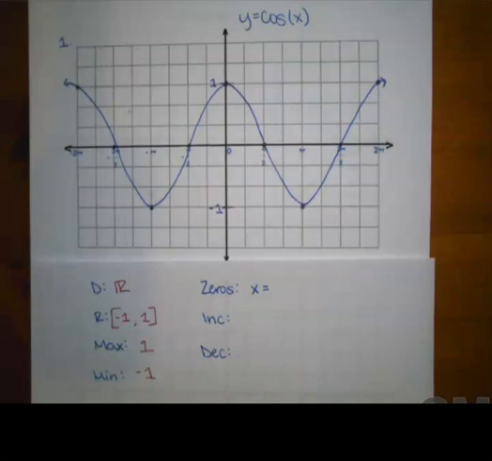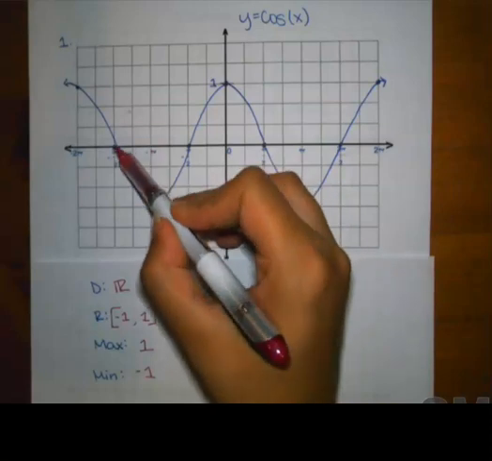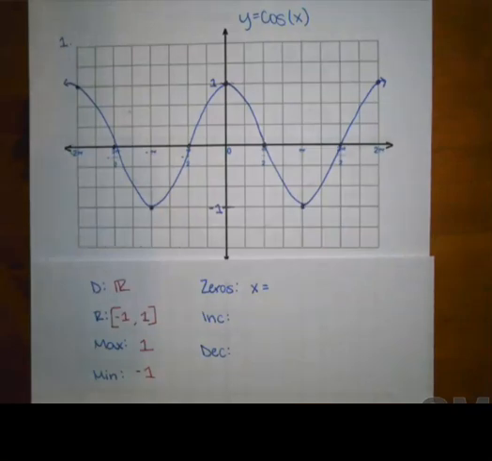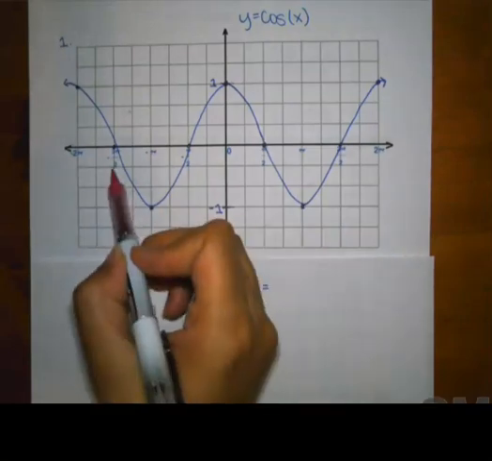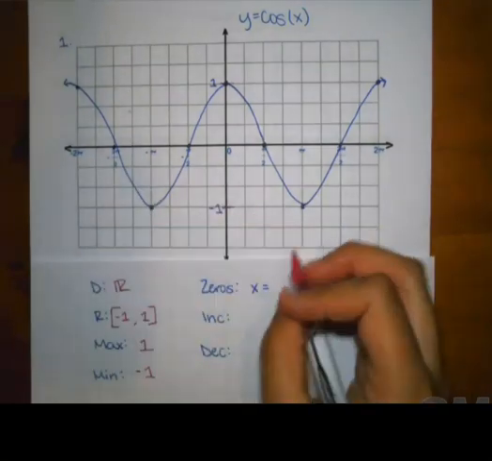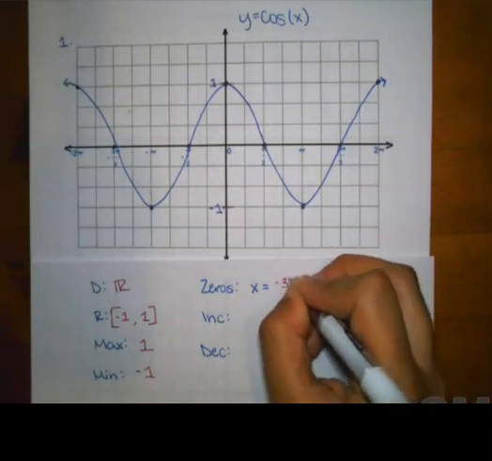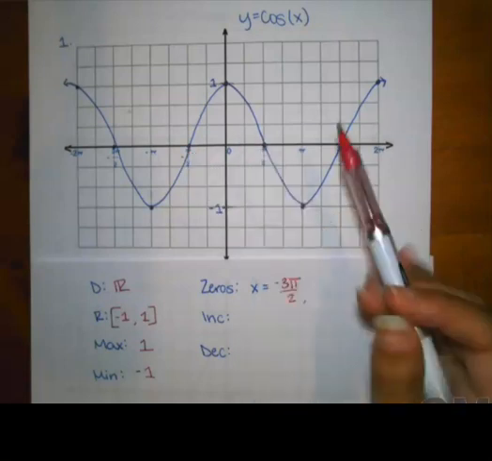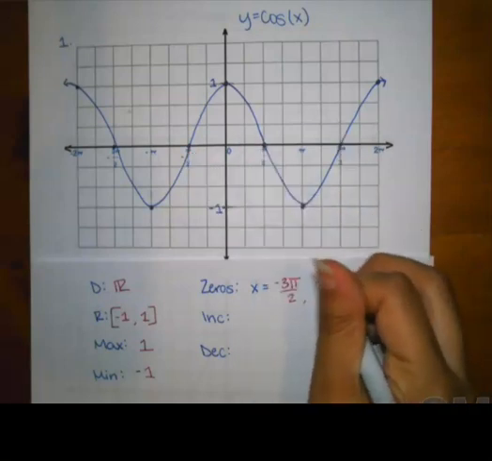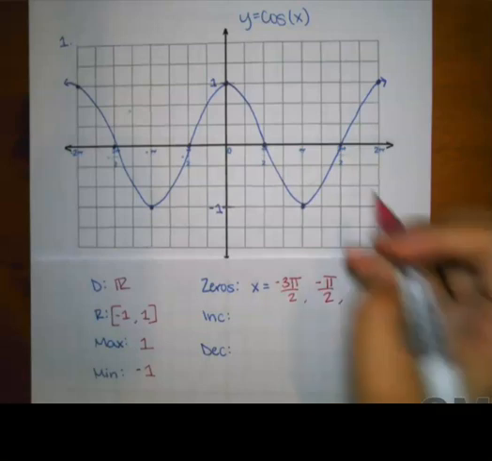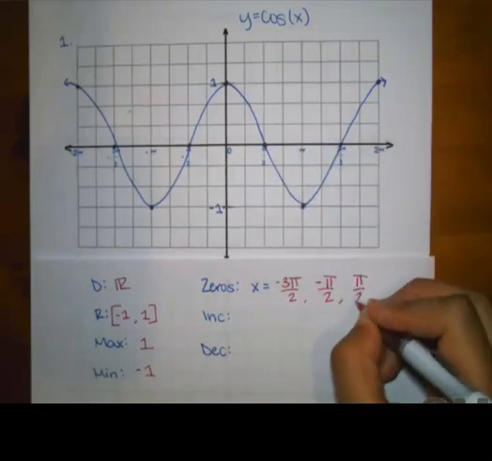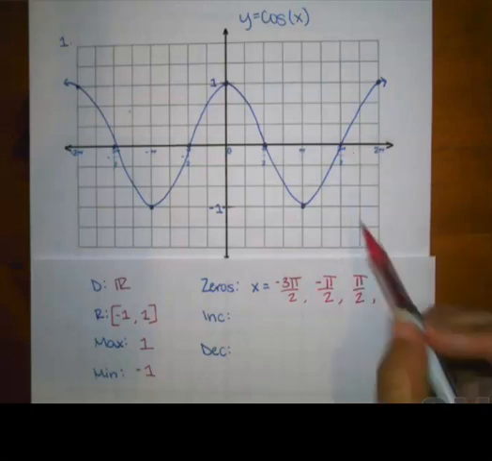Our zeros are when our graph crosses the x-axis. So here we have one here, 1, 2, 3, 4 on our graph. So let's list those 4 out. So this one's -3 pi over 2. Our x value here is -pi over 2. And then on the other side of the graph is pi over 2. And this one is 3 pi over 2.